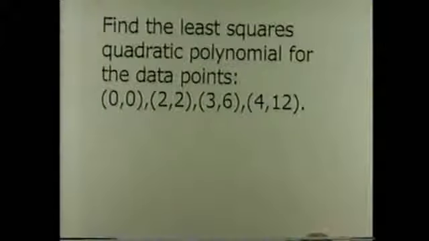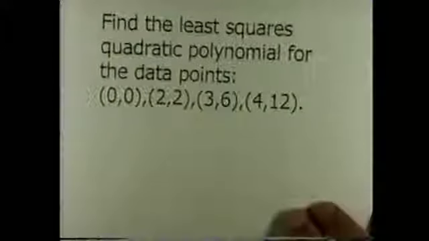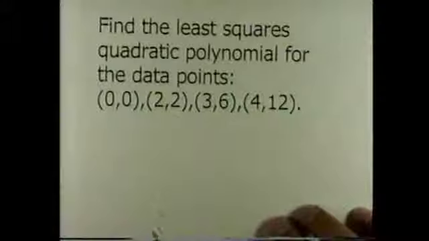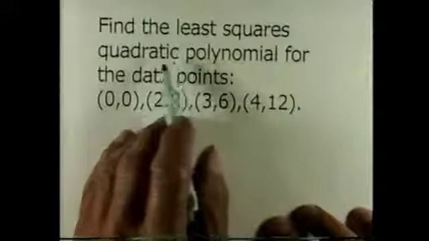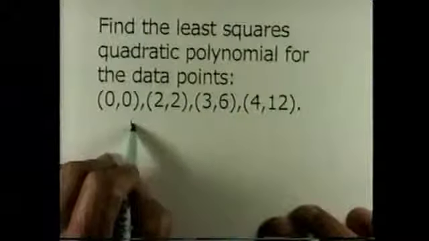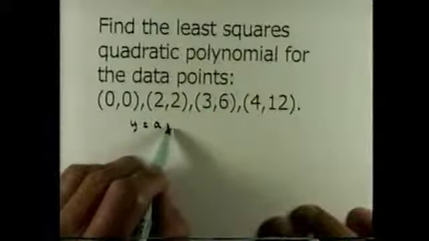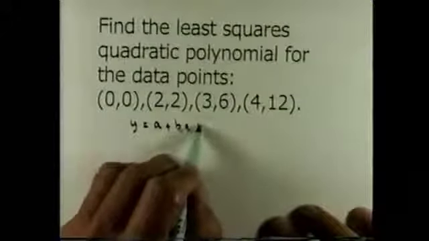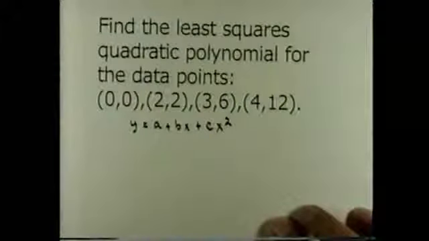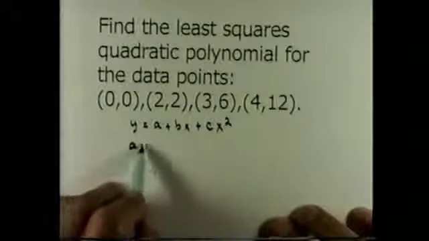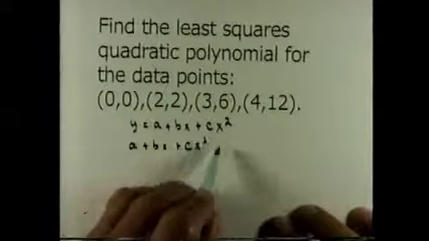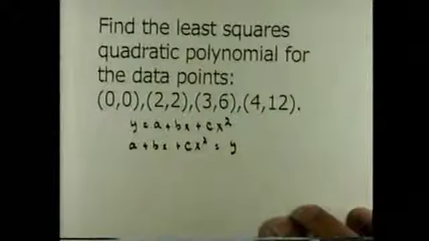The least squares technique is much more general than simply fitting points to a straight line. We can fit any model. Find the least squares quadratic polynomial for the data points. With a quadratic polynomial, it's going to be the form y equals a plus bx plus cx squared. Or I could write it as a plus bx plus cx squared equals y.